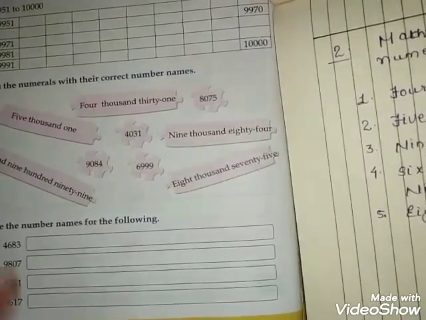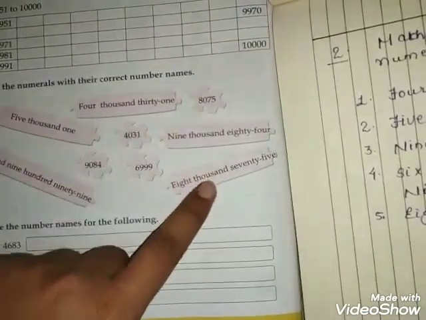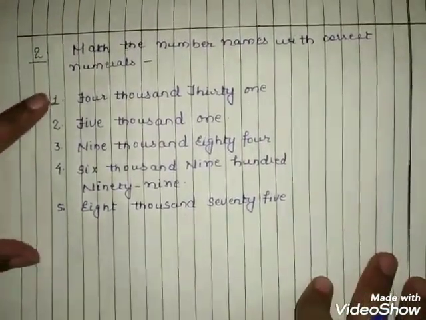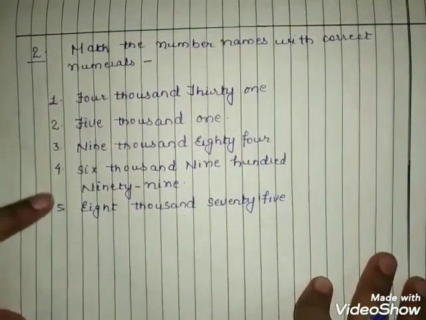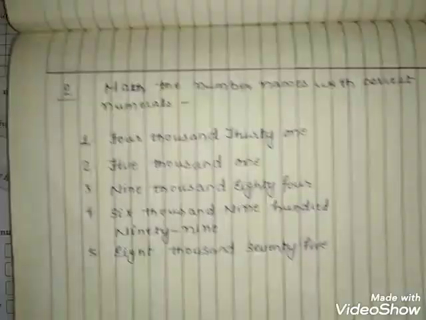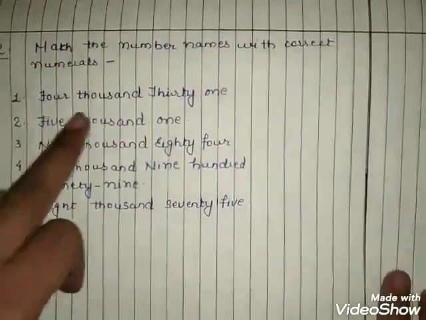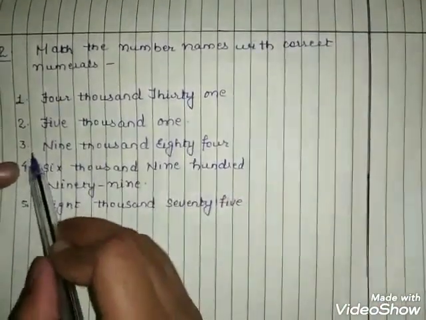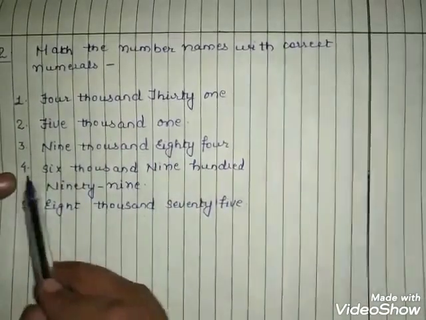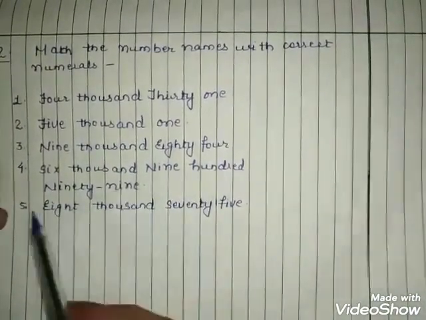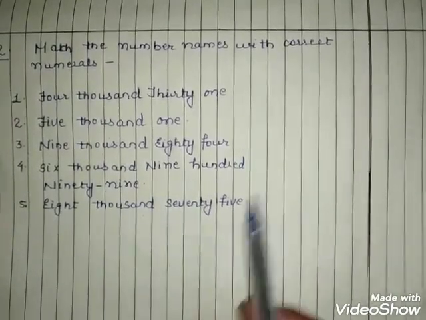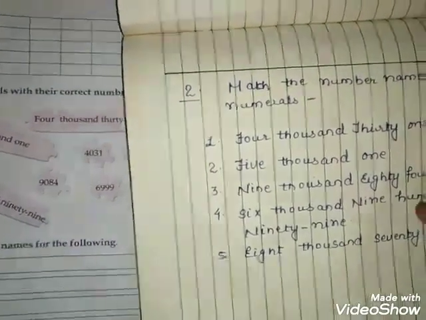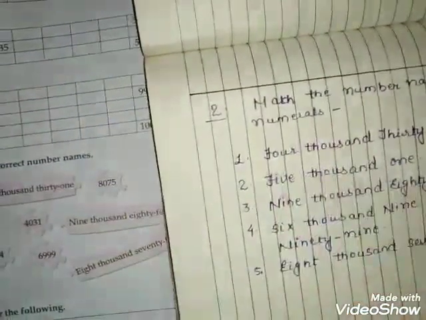So students, first you have to write all the number names which are given in the book like this on the left side of your notebook. Like 4031, which is first, second is 5001, third is 9084, fourth is 6999, fifth is 8075.